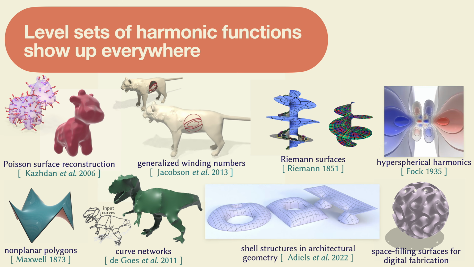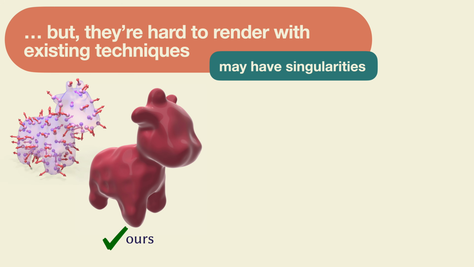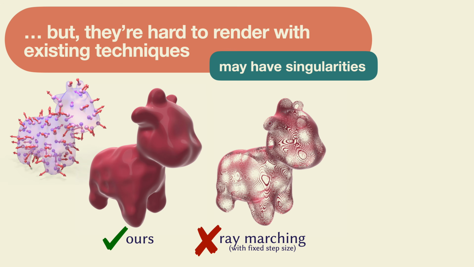But despite their ubiquity, level sets of harmonic functions are hard to render with existing techniques. One problem is the fact that they may have these singularities. This comes up, for example, in the implicit function used for surface reconstruction. If you try to find ray surface intersections with something simple, like ray marching with a fixed step size, you can easily tunnel through the surface, leaving gaps.